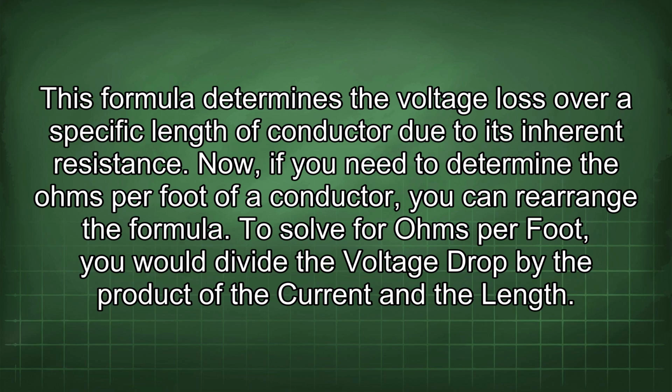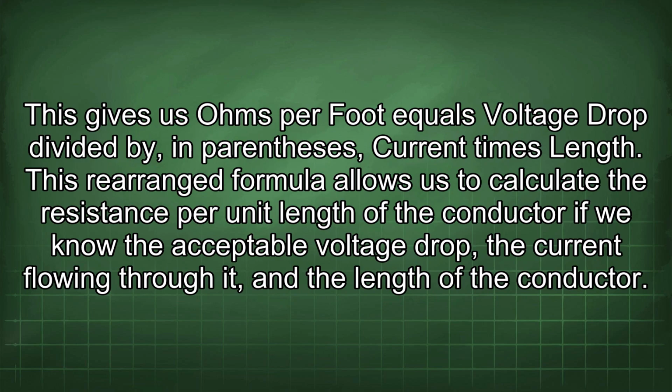Now, if you need to determine the ohms per foot of a conductor, you can rearrange the formula. To solve for ohms per foot, you would divide the voltage drop by the product of the current and the length. This gives us ohms per foot equals voltage drop divided by, in parentheses, current times length. This rearranged formula allows us to calculate the resistance per unit length of the conductor if we know the acceptable voltage drop, the current flowing through it, and the length of the conductor.